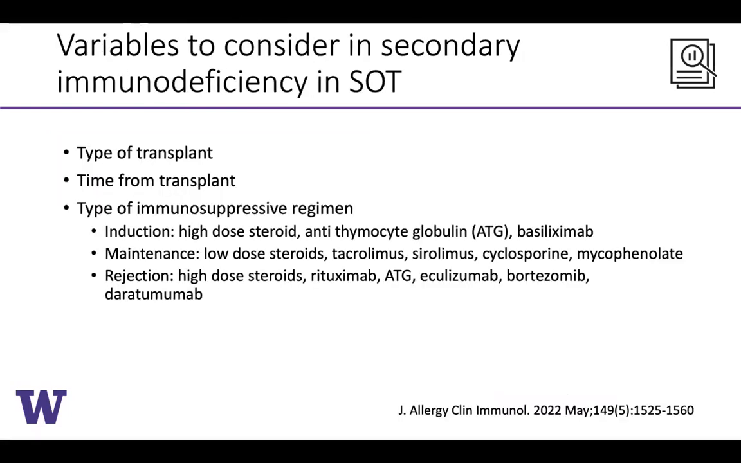There are variables to consider in this situation as well. So we already discussed time from transplant. In most patients that is transient, and the first year is really critical. Then the type of transplant, and also consideration of what other immunosuppressive regimen the patients are on, and this is a list of common ones used alongside it.